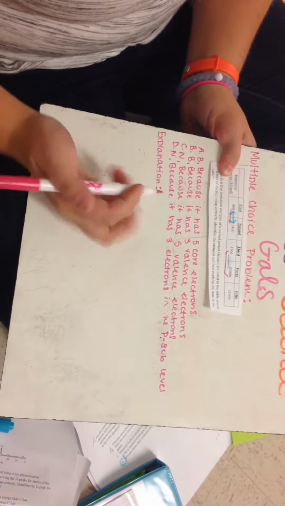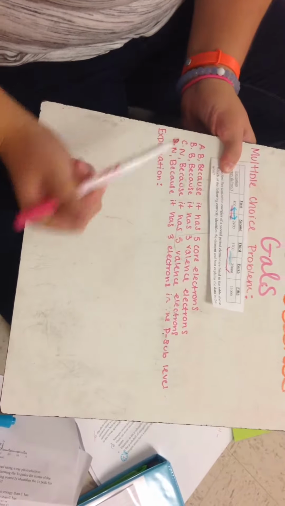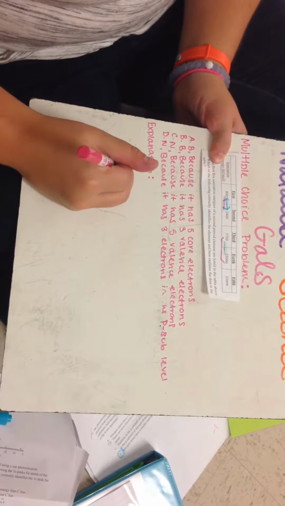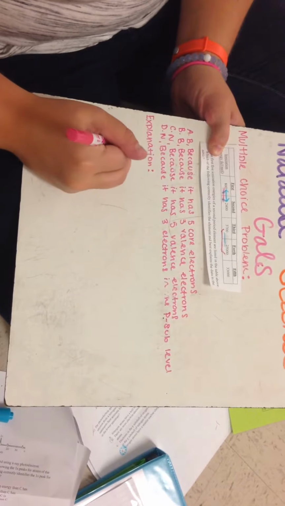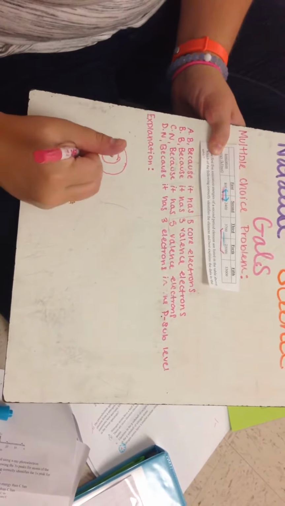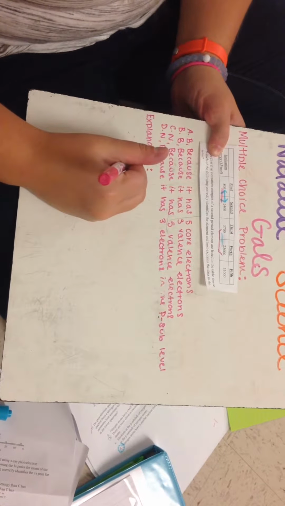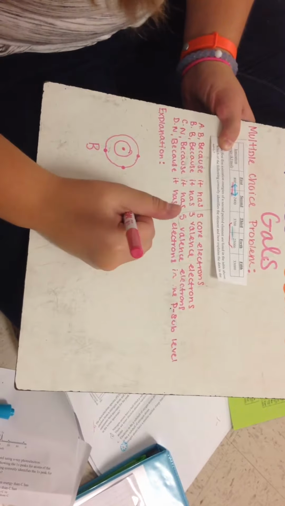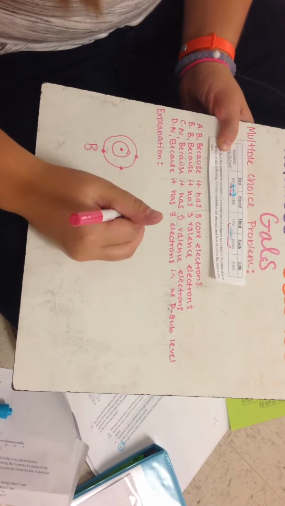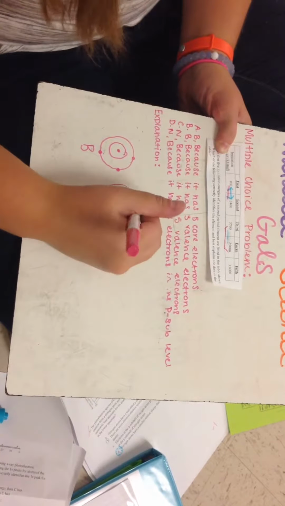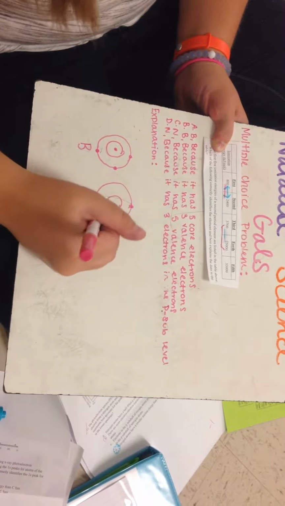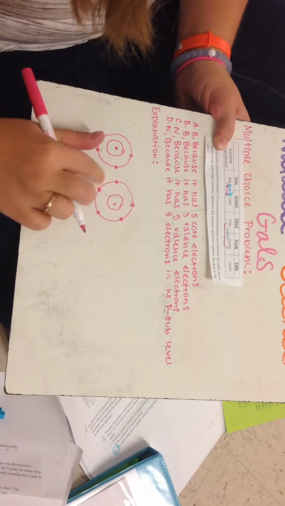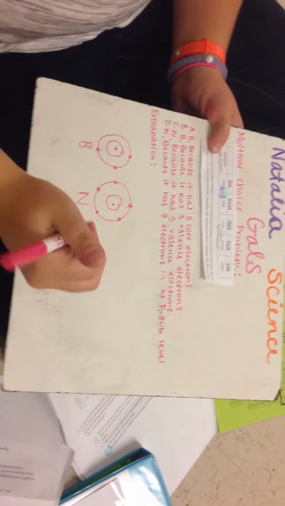You already know it's either going to be boron or nitrogen, because those are the answers you're given. So that narrows it down even more. So we're going to draw out both. This is boron, and then we're going to draw nitrogen as well. So these are your atoms.